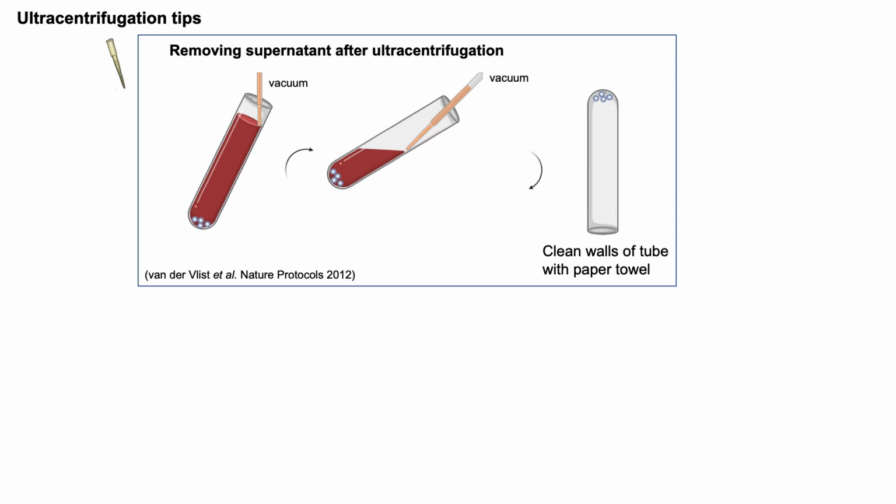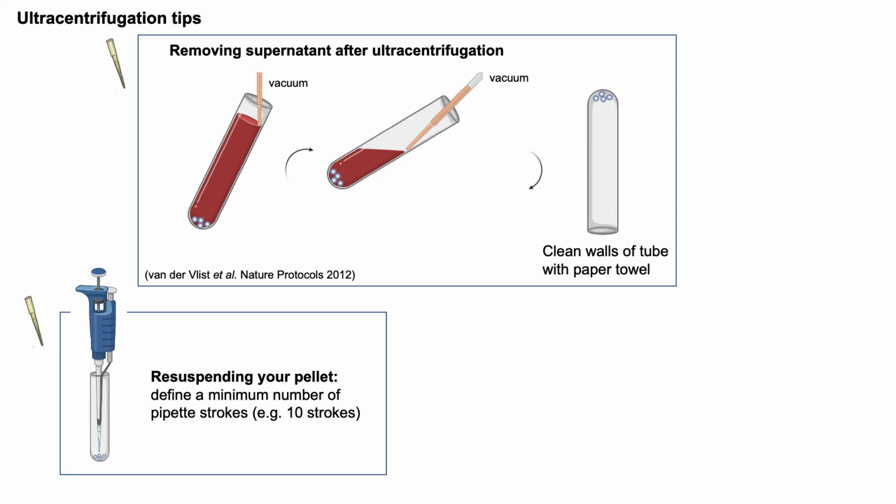Just take a vacuum or a glass Pasteur pipette, connect it to a vacuum, and start sucking off the supernatant from the top while rotating the tube until all of the supernatant is gone. And then you can dry off the walls of the ultracentrifuge tube with a paper towel if you want to resuspend in a very small volume.